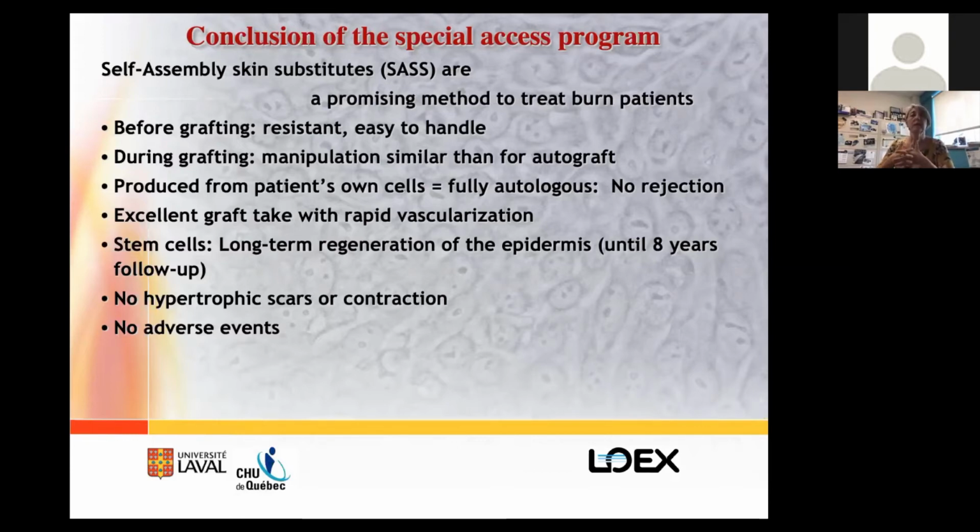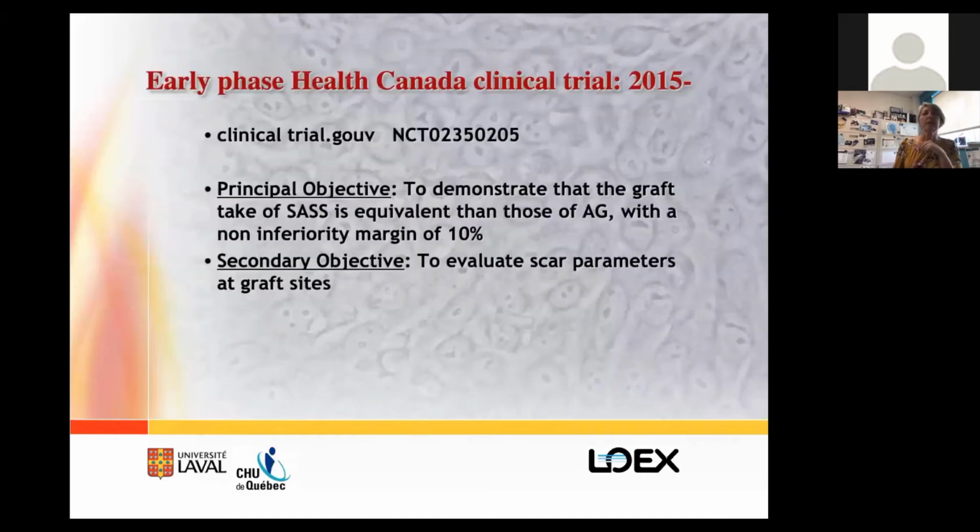So we have decided to ask Health Canada if we can start a clinical trial to evaluate the efficacy of these treatments. So in 2014, we obtained this authorization, and we started the treatment of patients in 2015. So the principal objective of this trial, of course, is to demonstrate that the graft take of SAS is equivalent to that of autograft, because this is the treatment that is used at this moment.